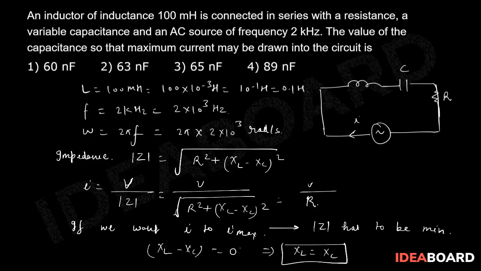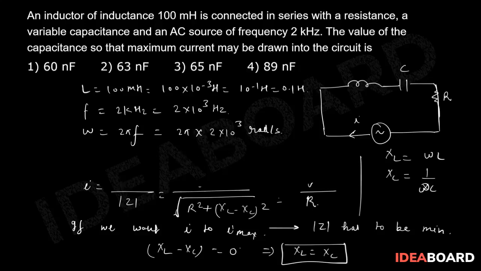Perfect. Now what is the value of XL? As we know, XL is omega into L. And what is XC? XC will be 1 upon omega into C. So now we need to put the values in the equation.